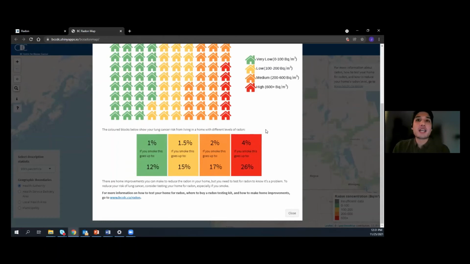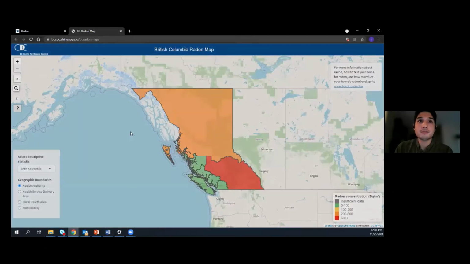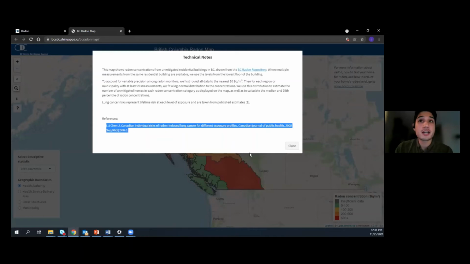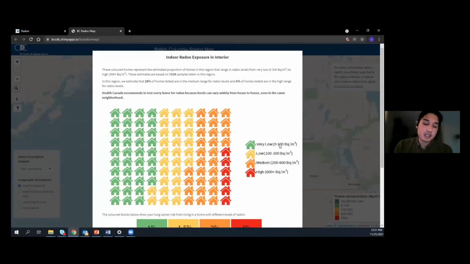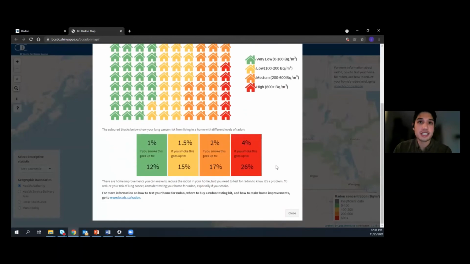As you scroll down, we have the point lung cancer risk estimates. These are the likelihood of developing lung cancer in one's lifetime if they lived in a home within each radon concentration band for non-smokers on the top, and we have smokers on the bottom. These are drawn from this study here from Dr. Jing Chen of Health Canada. And what that study does is it takes established radon lung cancer risk estimates and applies them to Canadian lung cancer and smoking data to get these risk estimates here.